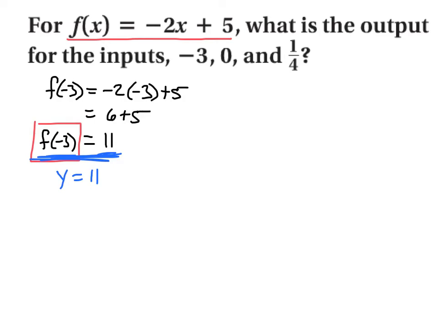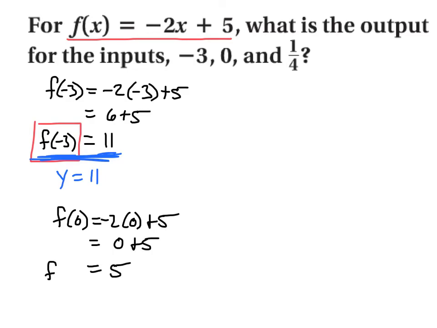Okay? So we have plugged in negative 3, now let's plug in 0. So f of 0 equals negative 2 times 0 plus 5. So we get 0 plus 5, our output is 5. And we write f of 0 equals 5. Alright, it's basic substitution, we're just practicing a new notation.